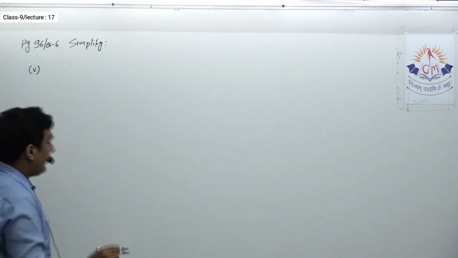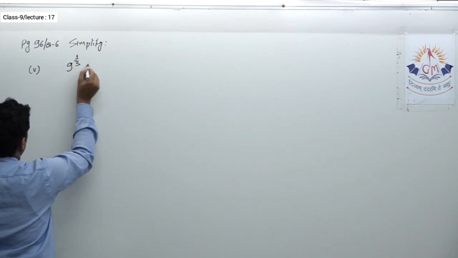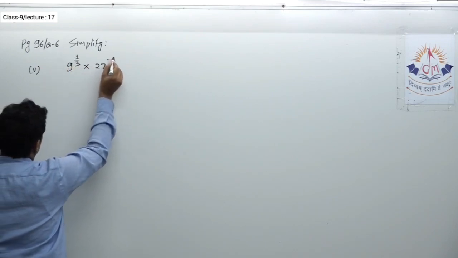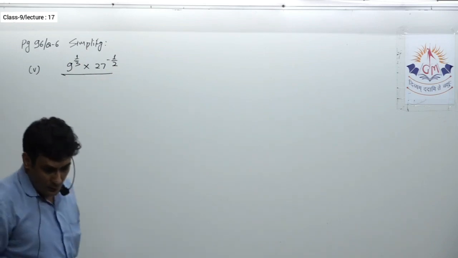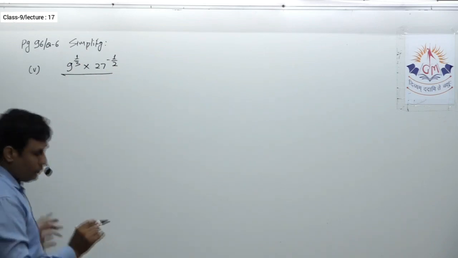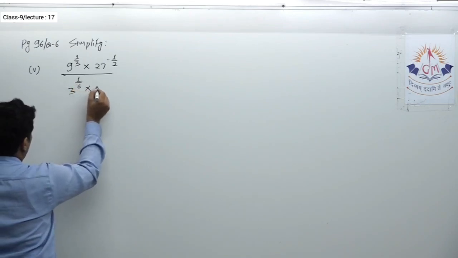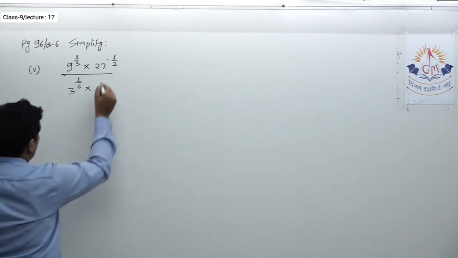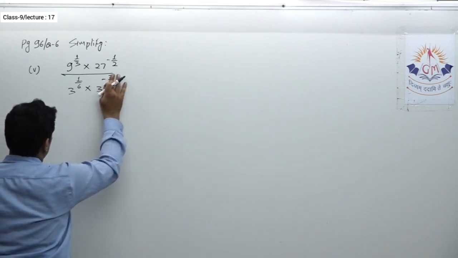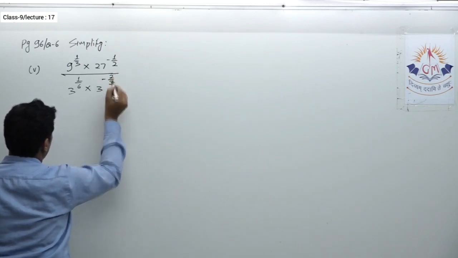9 raised to 1 by 3 multiplied by 27 raised to minus 1 by 2, upon 3 raised to 1 by 6 multiplied by 3 raised to minus 2 by 3. We have to simplify this.